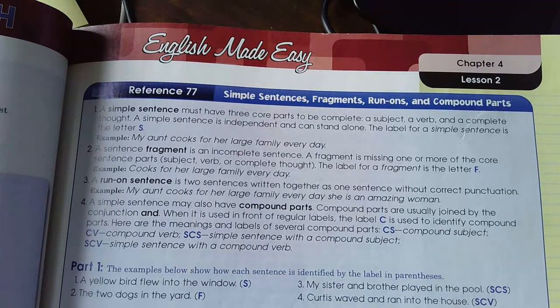Number 2, read it with me. The 2 dogs in the yard. Okay, why does it have an F after it? It's a fragment. We don't know what the 2 dogs in the yard are doing. There's no verb. Number 3, read it with me. My sister and brother played in the pool. Okay, it has an SCS because it's a simple sentence with a compound subject. Sister and brother, 2 people are doing something.